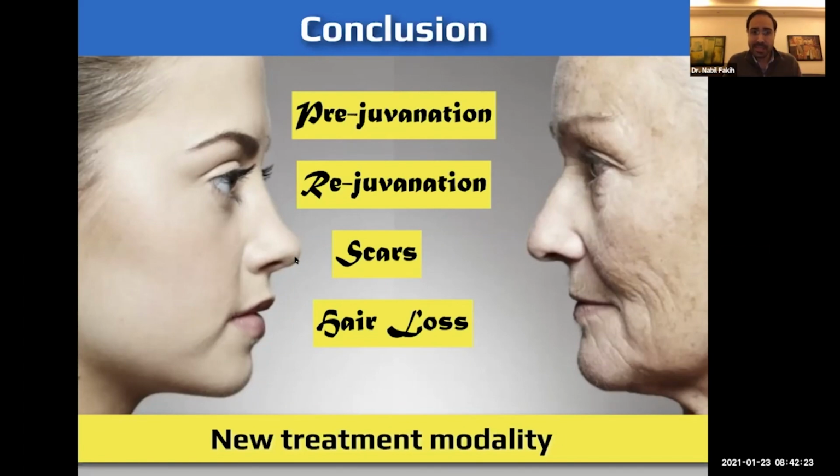As I said, I'm mixing nanofat with radiase, and I'm mixing nanofat with PRF, and I think we will get a lot of indications in the future.